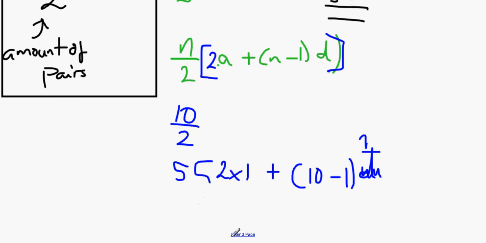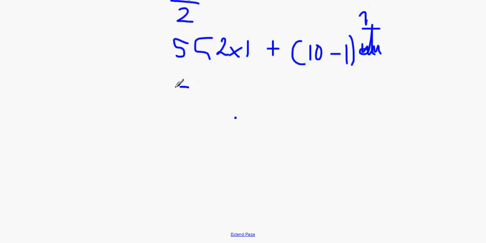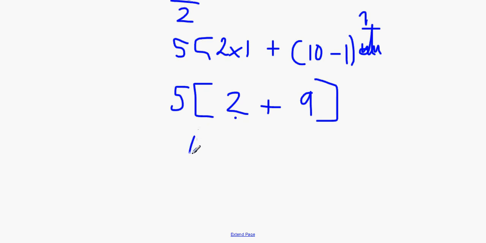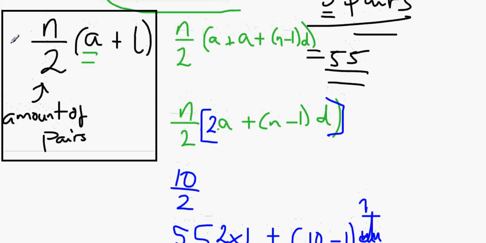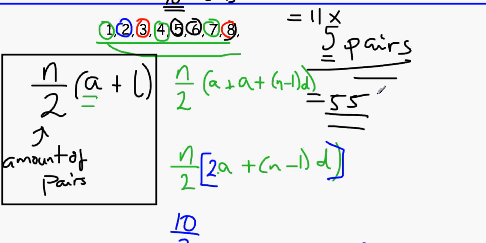So let's make this a bit clearer. It'll be 5 bracket 2 plus 9. Multiply it. 5 times 2 is 10. 5 times 9 is 45. 10 plus 45 equals 55. And that is the sum of all of the 10 terms.